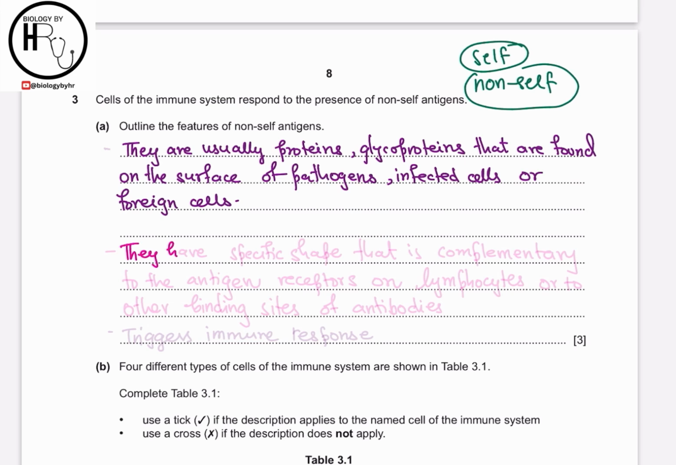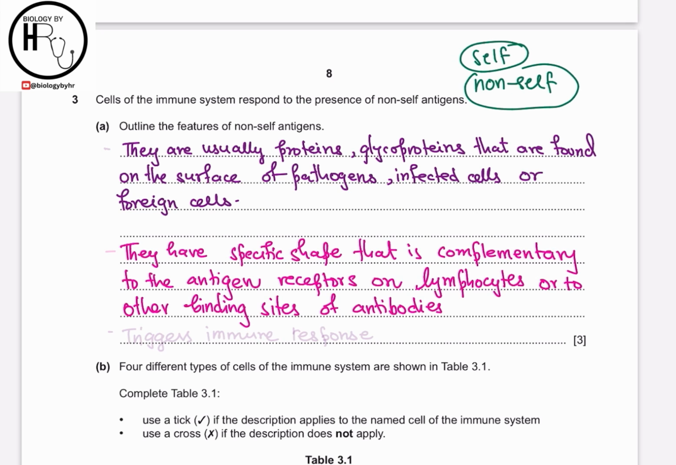And also you can say that they are specific in shape, because antigens have to complement the receptors of the B lymphocytes or the T lymphocytes, right? So they have a specific shape that is complementary to the antigen receptors on the lymphocytes or the binding sites of the antibodies.